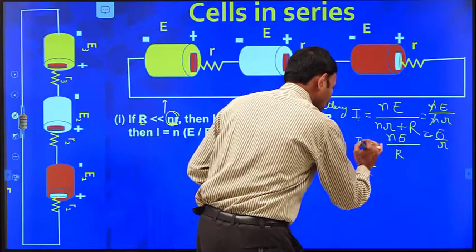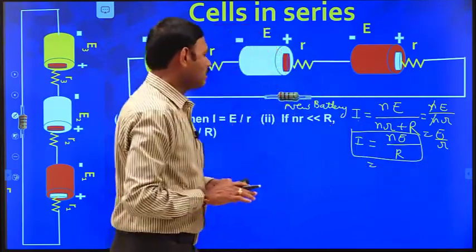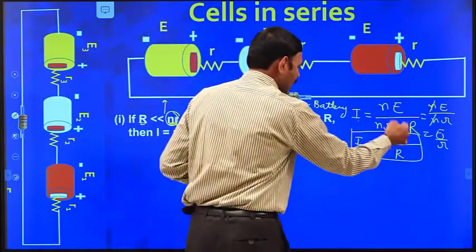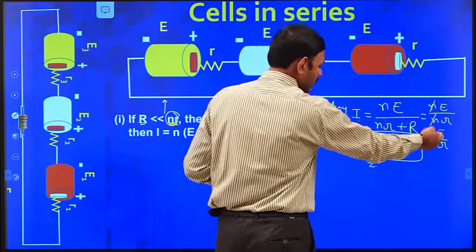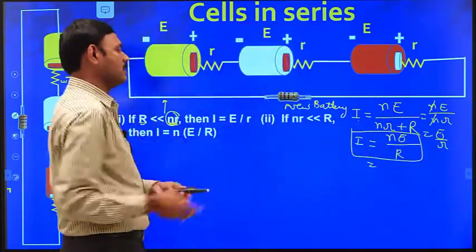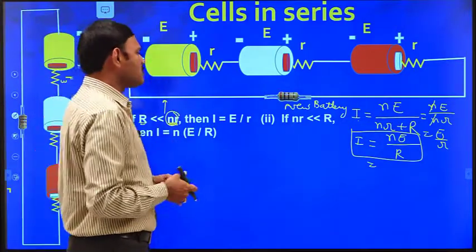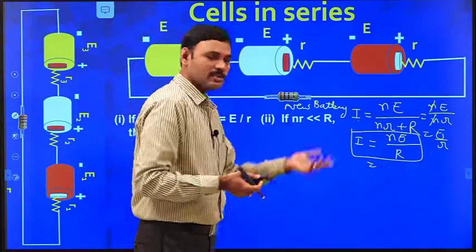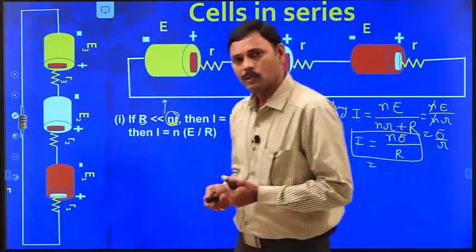Now observe this: the current produced by the battery group of cells is n times the EMF of each cell. Now, it is giving more current. In the previous case, the current was E by R, now the current is nE by R. We are getting n times the current. We are getting more current when internal resistance is very, very less than external resistance. That is the reason for replacing a used battery with a new battery.